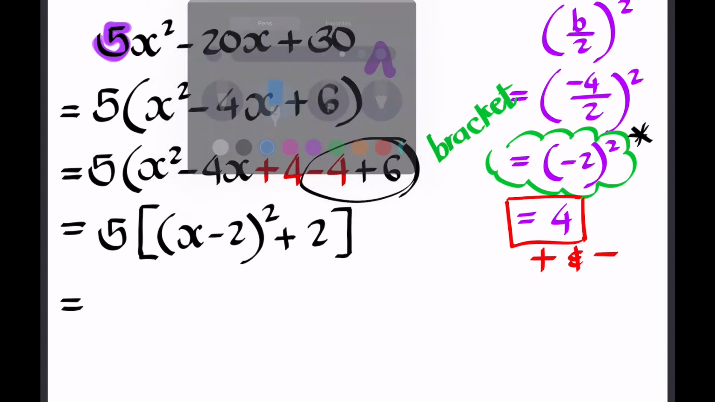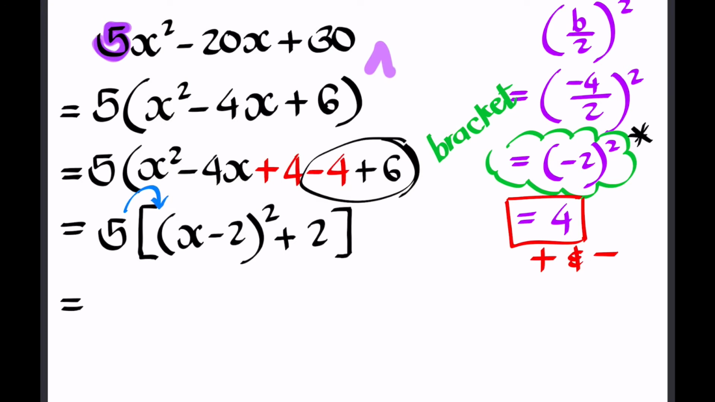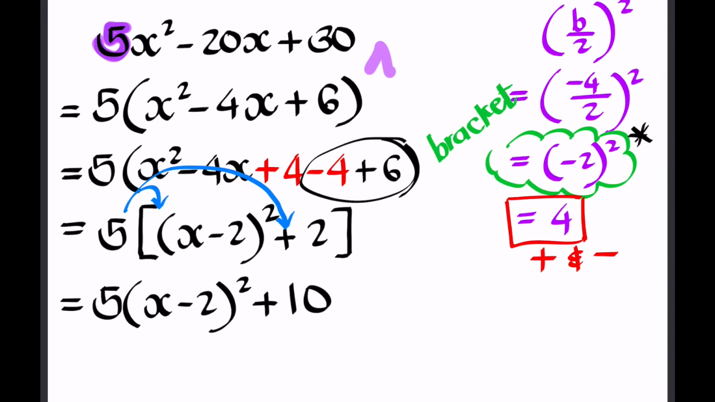So I'm going to take this 5 and I'm going to multiply it in, so it's actually going to be my a value. But what I do to the 1, I have to multiply it in with the brackets and with that positive over there, that positive 2. So it will be 5 into x minus 2 all squared, and 5 times 2, which is 10.